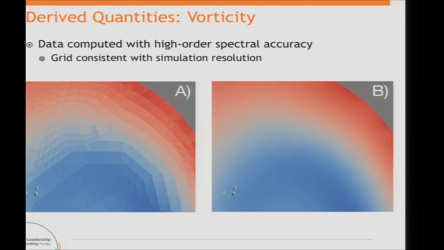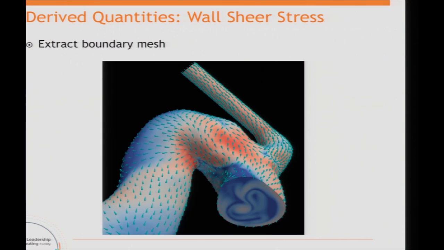These two images were actually done on the same resolution mesh, so there's not additional data on the right. It just had access to the spectral elements again, and we're able to calculate a more accurate result. Another derived quantity was the wall shear stress. We're able to use their code to extract the boundary mesh and calculate the wall shear stress, which is indicated by the vectors there on the surface of the mesh.